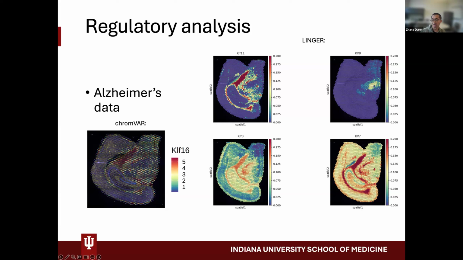Based on those targets, we can infer the activity, as we talked about before. Then we see these four transcription factors, and their activity patterns are different spatially. But if you only look at chromVAR or the motif activity, these four things are merged together. We don't know which area is active from which transcription factor.